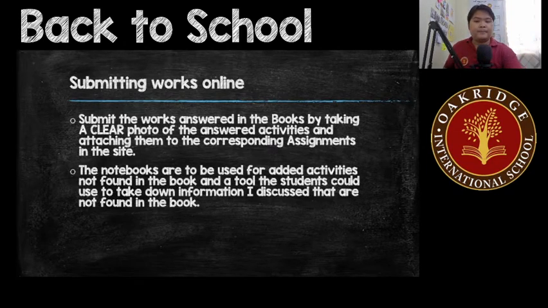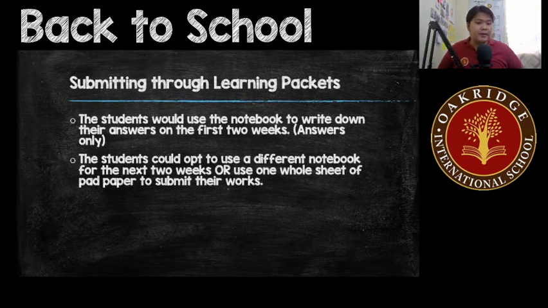Okay. What about for those who are going to be doing things through the learning packets? Now, for the learning packets, these are those students who avail the activities that are, what do you call this?